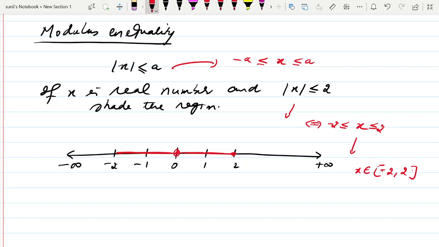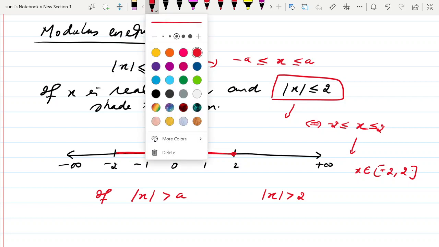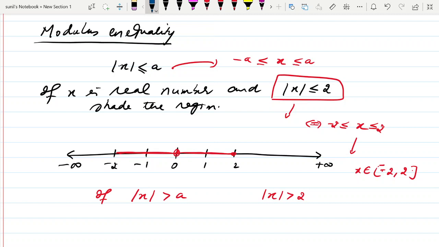I hope this part is clear. It has to be crystal clear. Now, instead of that, if we have mod x is greater than a. Now, if in the same problem, rather than asking this, if I would have been asked that mod x is more than 2, now what will happen? I need to have the distance which has to be, I should say, more than 2.